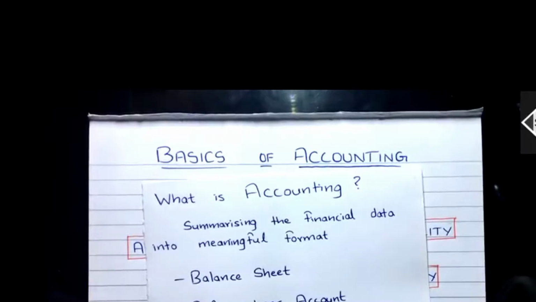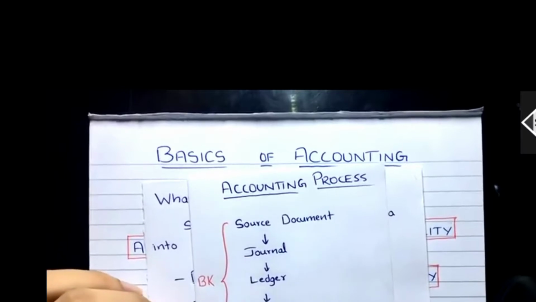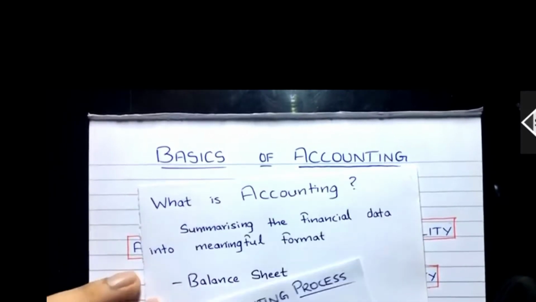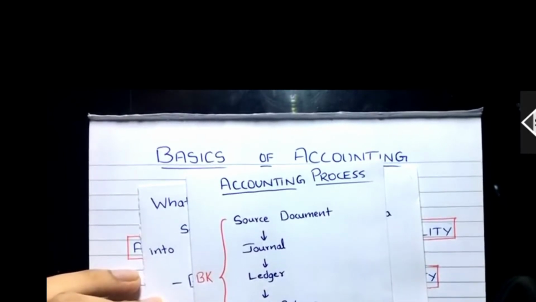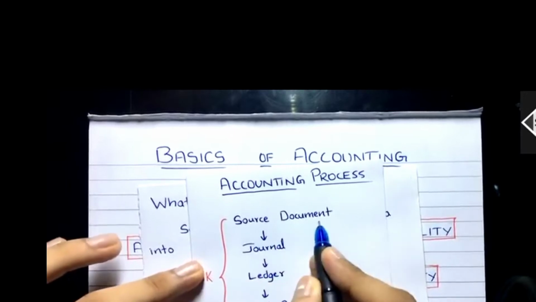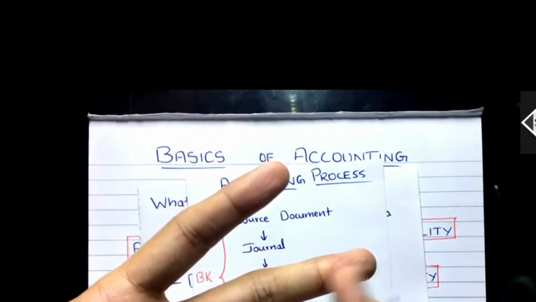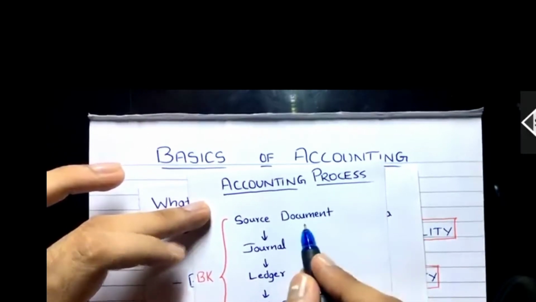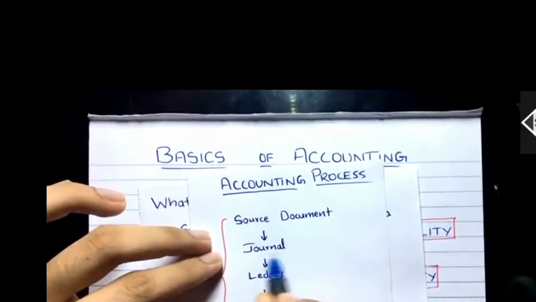Now let's see the accounting process. See here, the accounting process is very simple. The accounting process starts with the source document. Now what is a source document? See here, what do you do in accounting? You record the data first. To record any entry, to record any transaction, you need a source document, the evidence of that transaction. It can be a voucher, a bill, an invoice, whatever it is, any evidence. That is called a source document. Based on that, you are going to make an entry, a journal entry in the journal book.